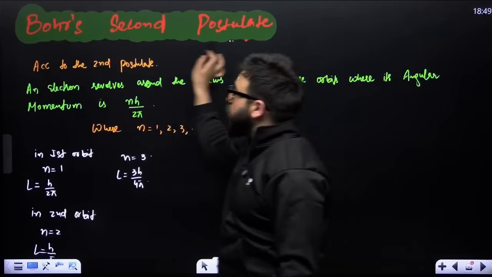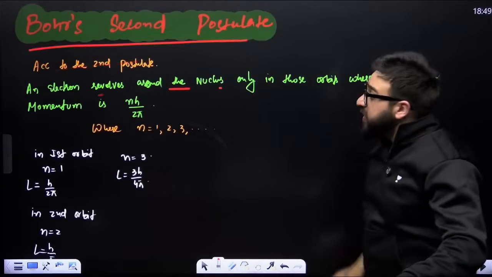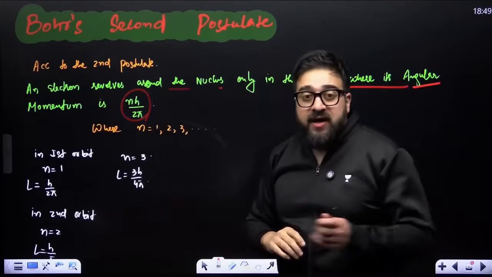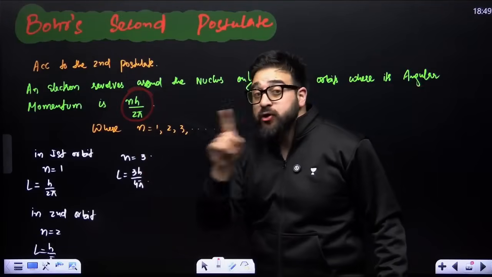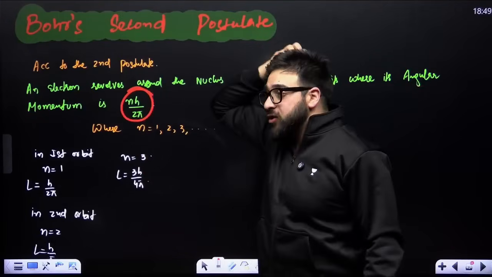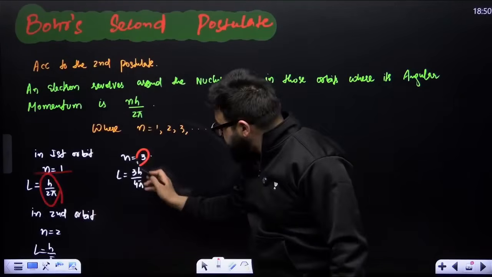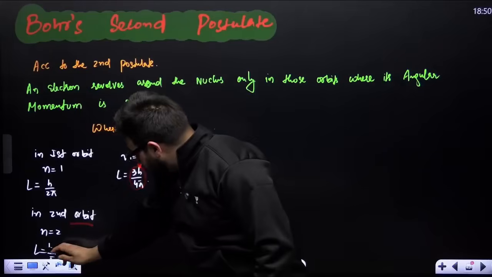Then Bohr's second postulate. According to the second postulate, an electron revolves only in those orbits where its angular momentum is nh by 2 pi, not like Rutherford, who said it revolves in random orbits. n can be 1: if n is 1, the angular momentum will be h by 2 pi. If n is 2, it will be 2h by 2 pi. If n is 3, it will be 3h by 2 pi.